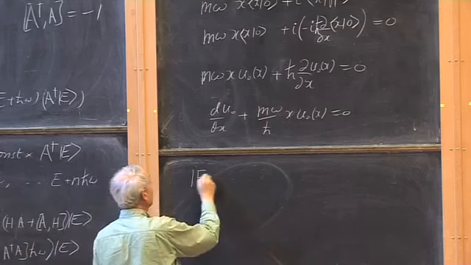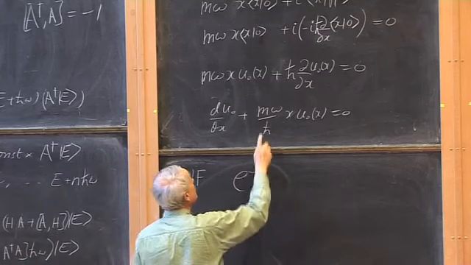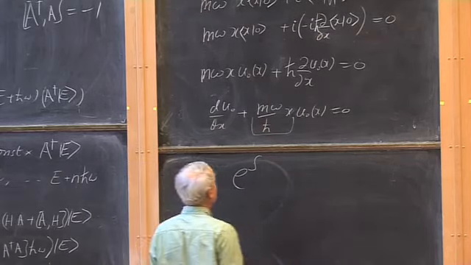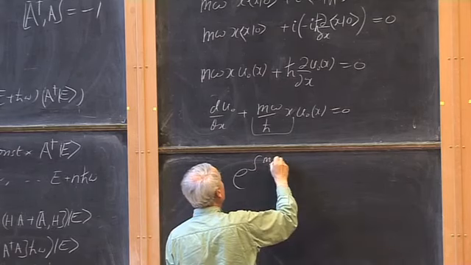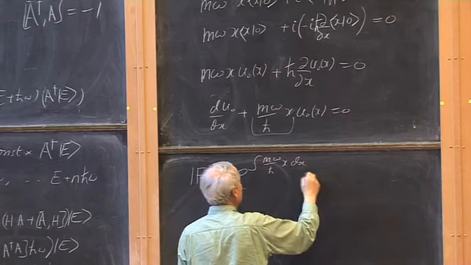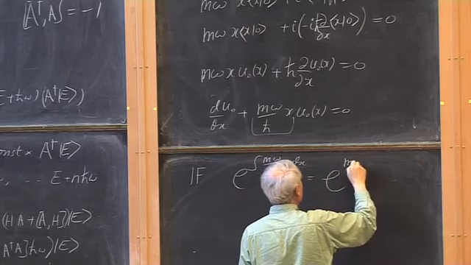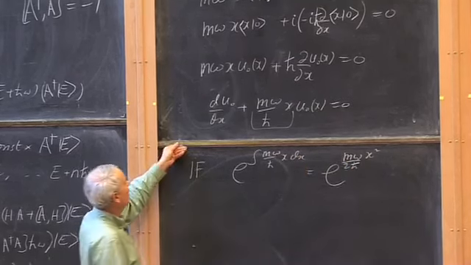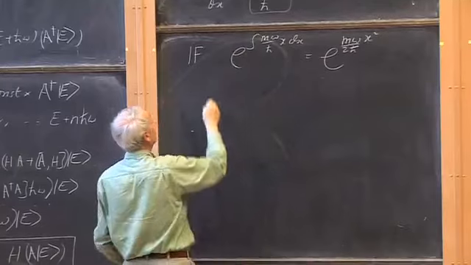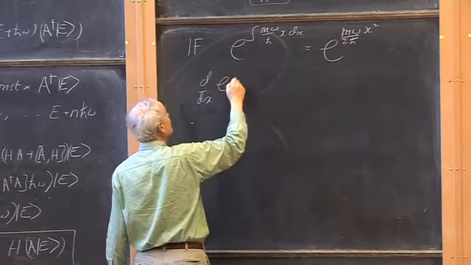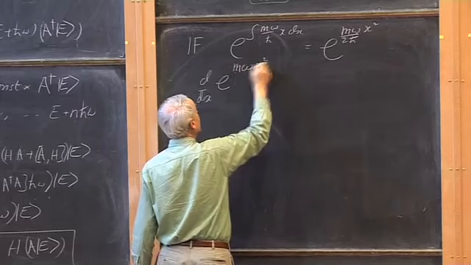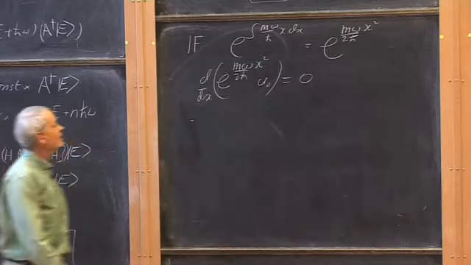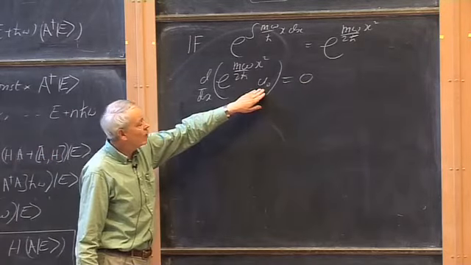It has an integrating factor, which is e to the integral of the coefficient of the non-derivative term, e to the integral m omega over h bar x dx, which is clearly e to the m omega x squared over 2 h bar. That's its integrating factor. If you multiply by the integrating factor, the equation says that d by dx of the integrating factor times u naught is equal to the right side, which happens to be 0. Ergo, this quantity here is a constant.